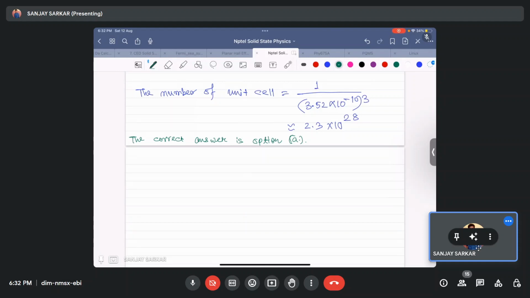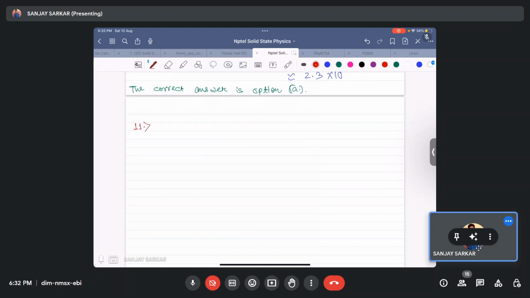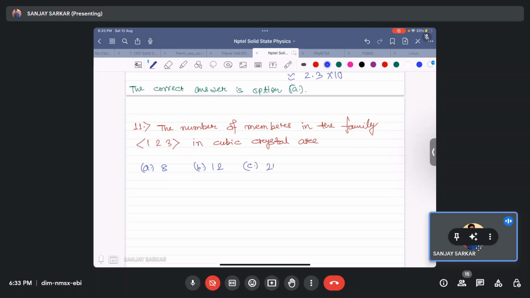Yes, sir. So then there comes question number 11: the number of members in the family of 1 2 3 in a cubic crystal are. The options are 8, 12, 24 and 48. So can you tell me what is the right answer?